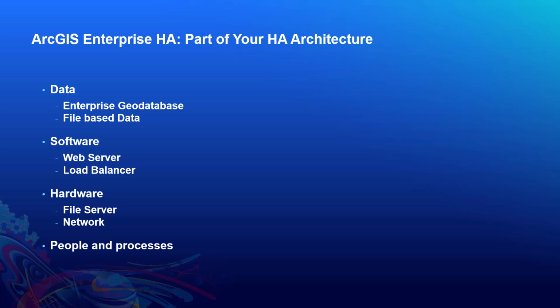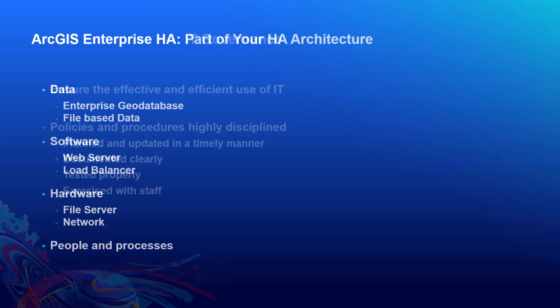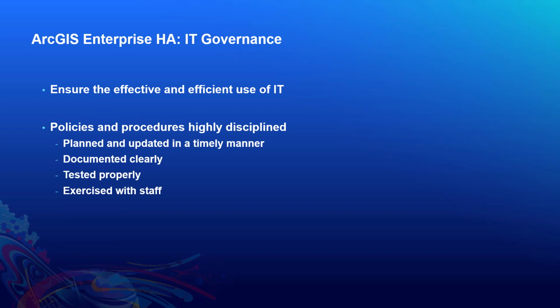And do you have the correct people and processes, or the knowledgeable people and processes in place to make sure that you can maintain an HA architecture? Again, it's not just software. There's a lot of different aspects to making sure that your architecture is highly available. Now, a lot of times, an IT staff may not be a part of the GIS team, which makes things definitely a bit challenging. But ultimately, it's really important that you make sure that policies and procedures are highly disciplined.